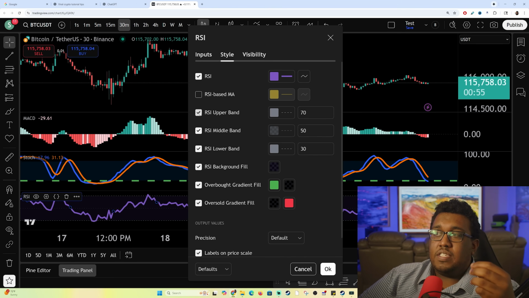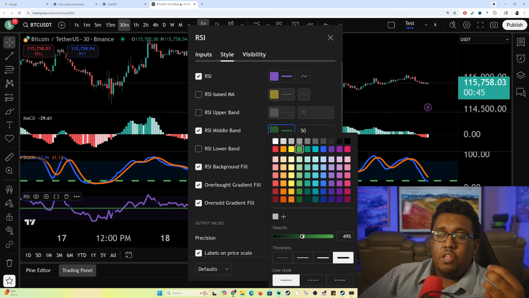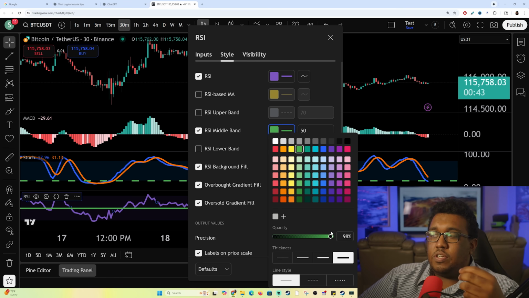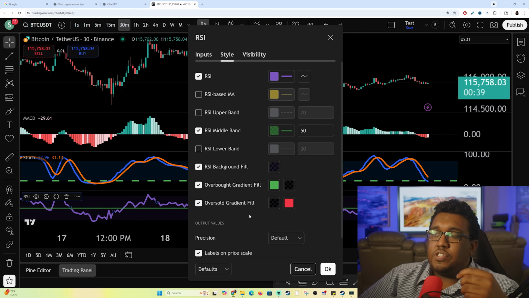Get rid of the RSI upper band and the lower band, and I want you guys to make the middle band thicker, and I want it to be a solid line. For me, I want it to be green because that's just how I like it. You can change the opacity as much as you want to. For me, I like to just keep it around 50%, but it's no big deal, whatever you guys choose.